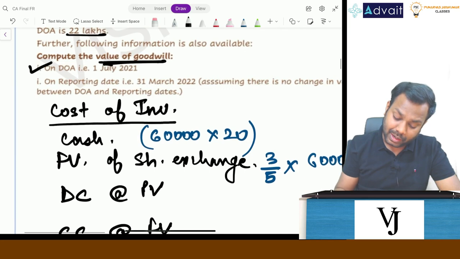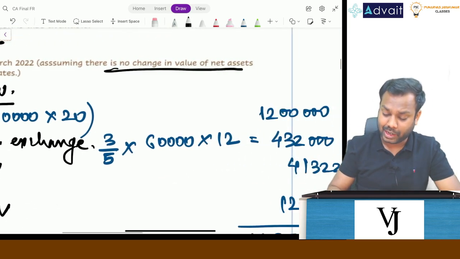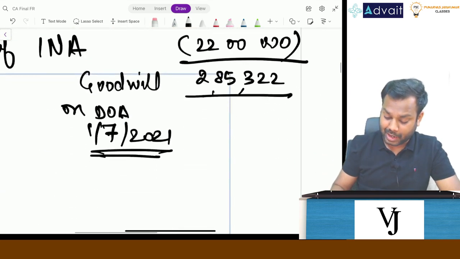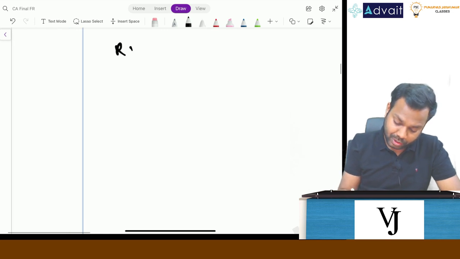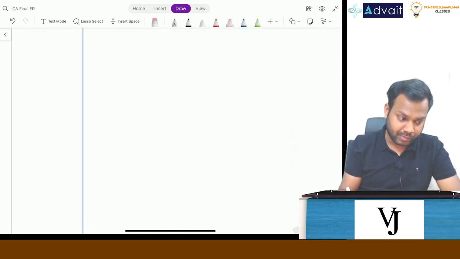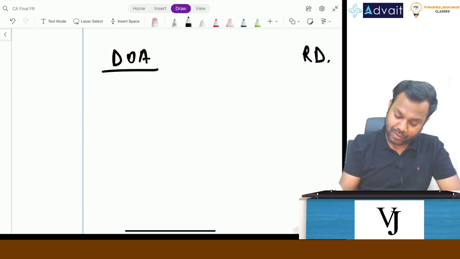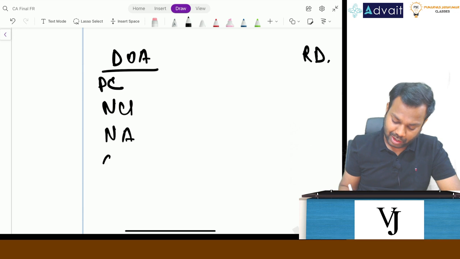On reporting date, that is 31st March 2022, assuming that there is no change in the value of net assets between date of acquisition and reporting date. Understand now what message I'm trying to give here. Between the date of acquisition and the reporting date, we have to calculate what purchase consideration, what NCI, what net assets, then what goodwill.